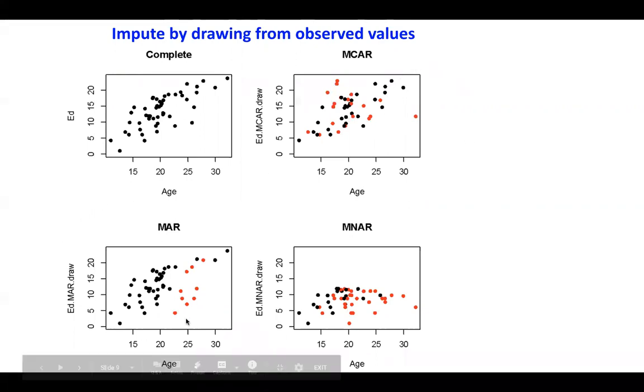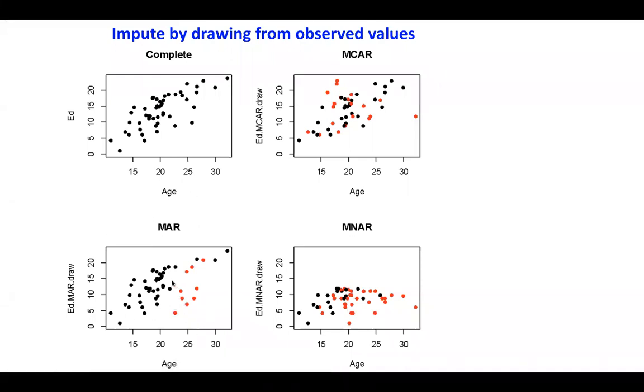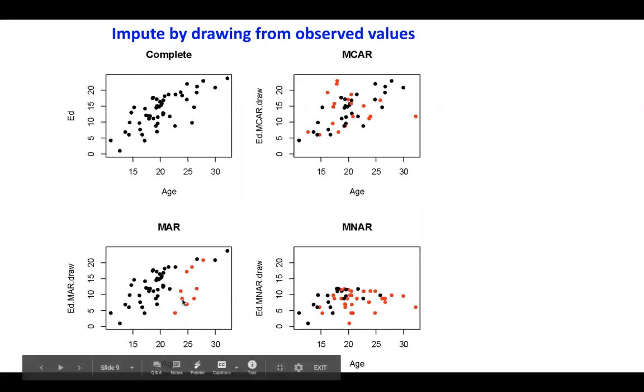Moving along to the missing at random data, we're going to use the same approach by drawing from the observed values. So imagine that I have, well, I do have the ages for each of the people who are missing education. I'm going to put all the observed education values in a bucket, draw from those to fill in the ones that were missing. Okay.